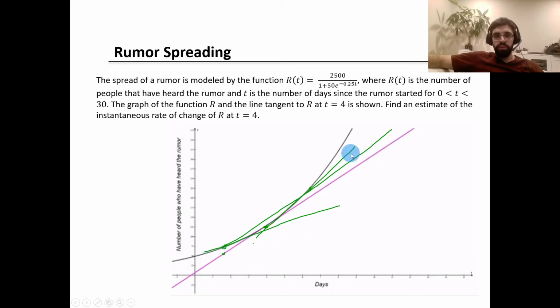And I got some scribbles on here, so I apologize. At the value t equals 4, the instantaneous rate of change is modeled by the slope of this tangent line. This tangent line intersects r of t at exactly 1 point when t equals 4. And so what we're going to do is find an estimate for the instantaneous rate of change for r at t equals 4.